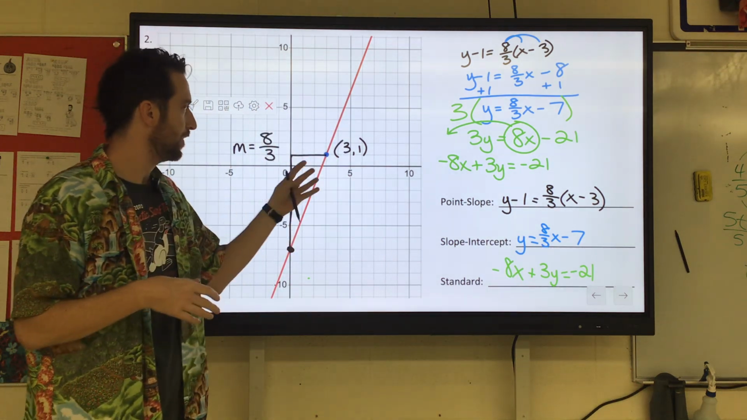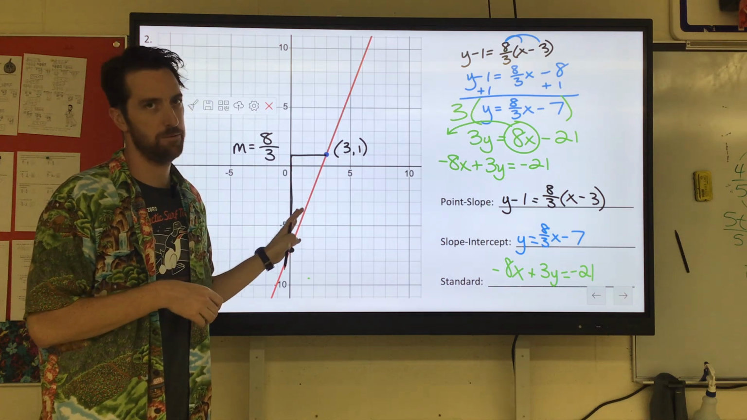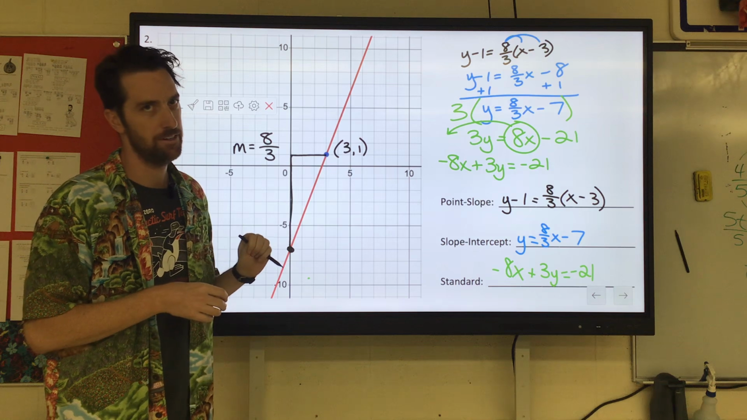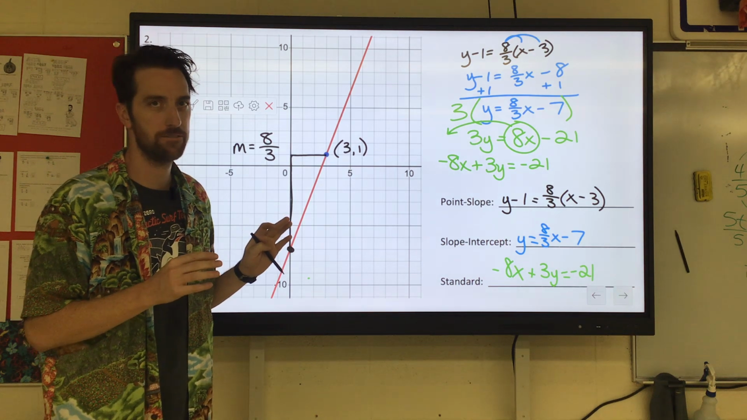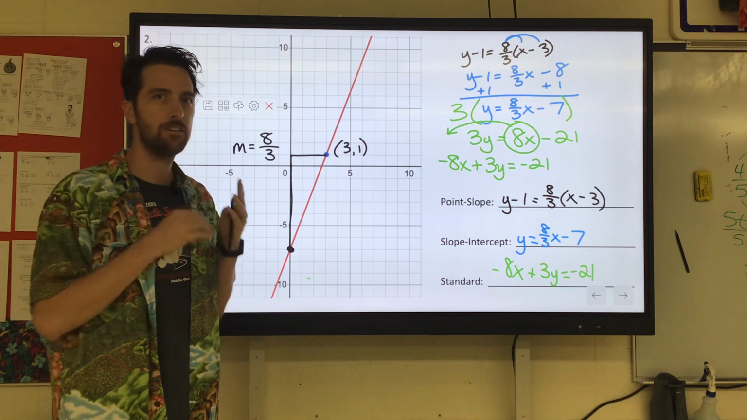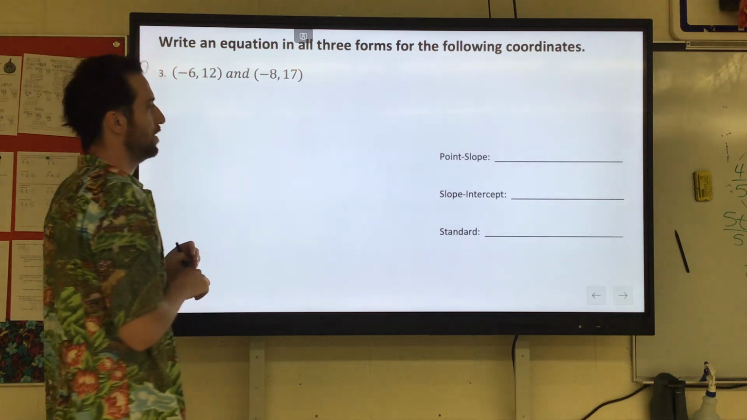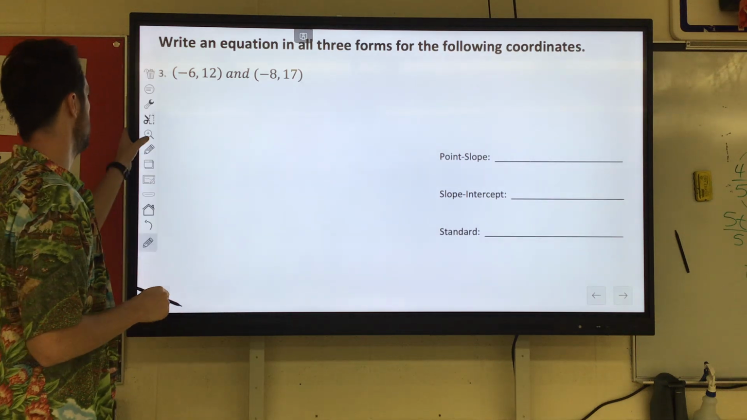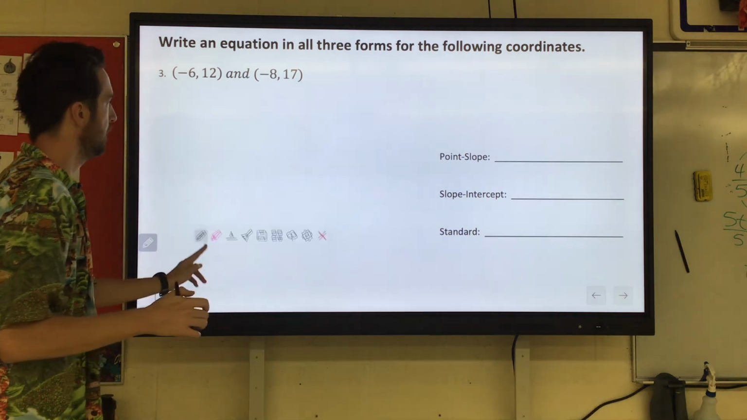Now, we used a point, we used the slope. It was easy to find the slope because it was just rise over run. The next ones, they just give us 2 coordinates, so we're going to have to calculate the slope. Careful, they just gave us 2 points. I keep saying they, it was me. I made these problems up.